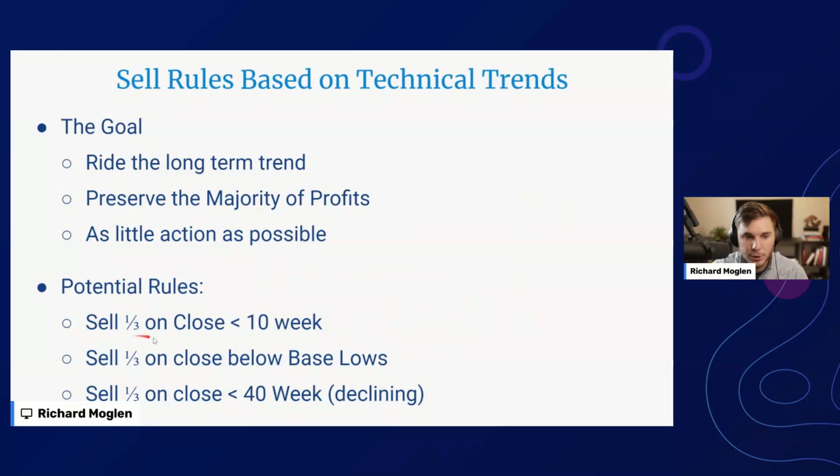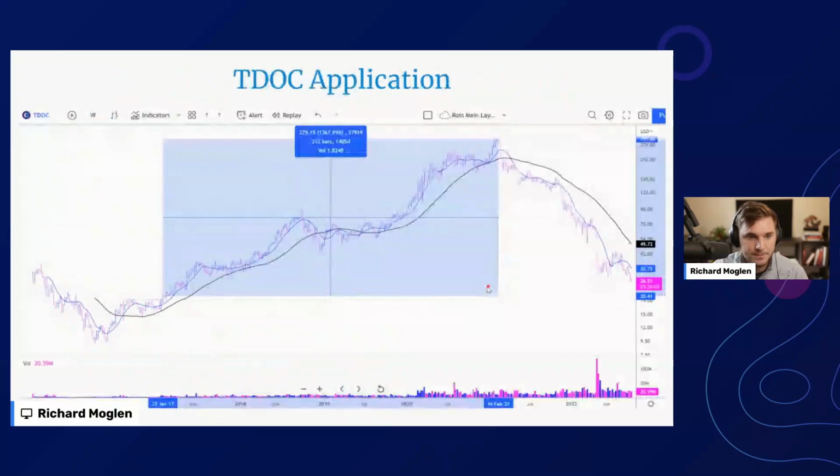One potential rule is to sell 1/3 of your position on a close below the 10-week moving average. This would be pretty aggressive and more for a short-term position trader, or basically a very active investor. Another rule is to sell 1/3 on a close below the prior base lows. A base low is just basically a consolidation. So if the stock undercuts that consolidation, that could be basically a spot to also sell 1/3. Then lastly, we've got to sell 1/3 on a close below the 40-week, which is declining moving average. This would be the longer term sell signal that basically signifies that the stock has entered a stage 4 downtrend. And that would be a point where you could sell the last remaining third.